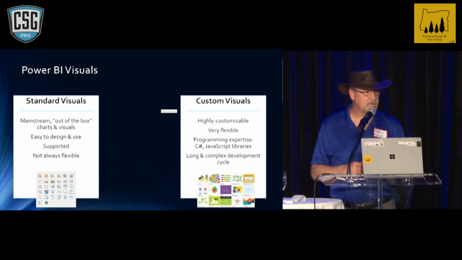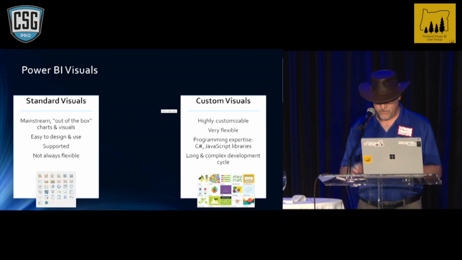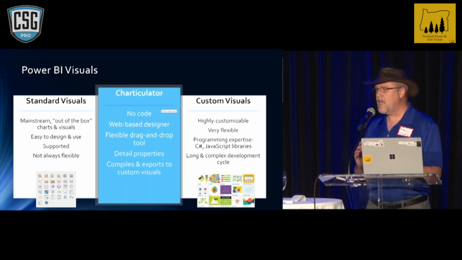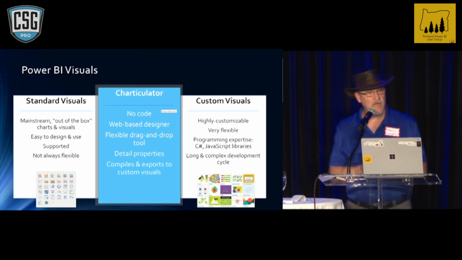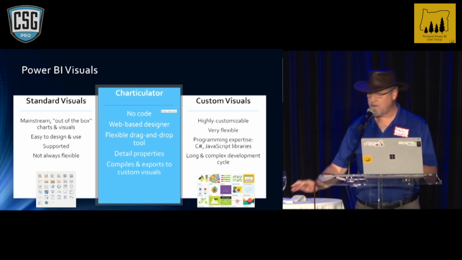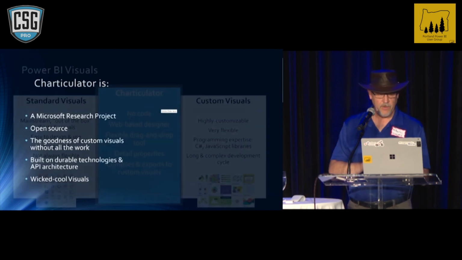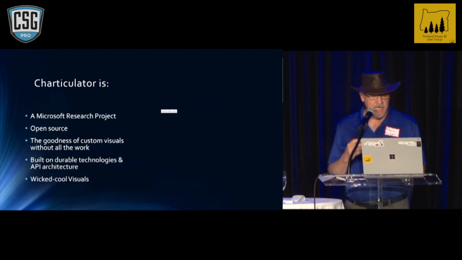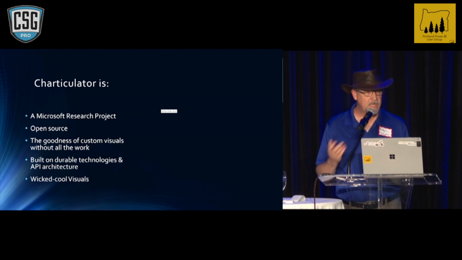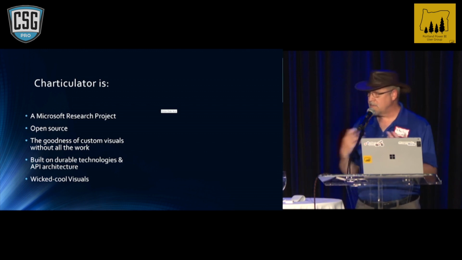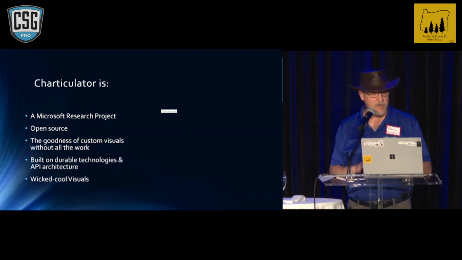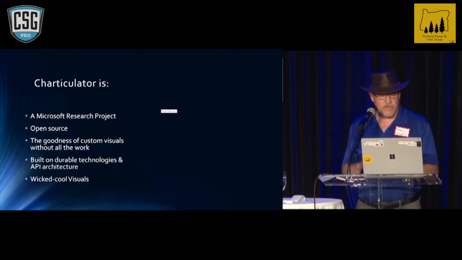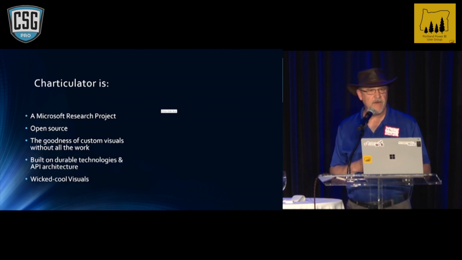It's easier than some things, but it's not something that's real trivial. So enter a Microsoft research project called Charticulator, which has been available for several months now in various forms. And I'll tell you a little bit about what Charticulator is. It is an open source project, which means that you can get to the source code, you can branch it, you can extend it if you like, if you're a programmer, you're into that kind of thing. And it gives you all the goodness of custom visuals without all of the work.